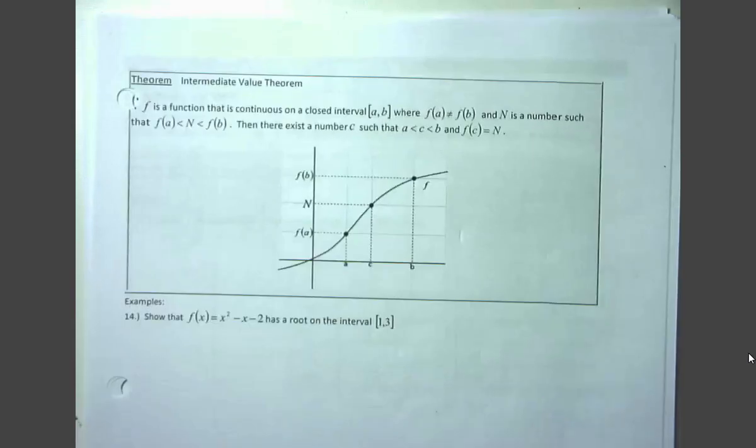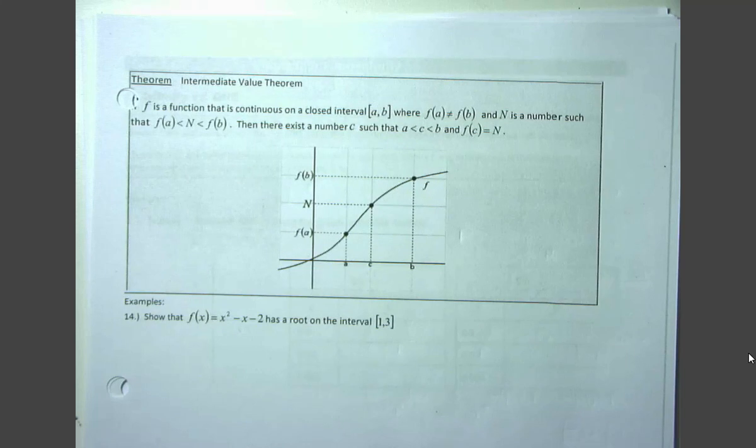You know you're in trouble when they start naming the theorems. This is called the intermediate value theorem. F is a function that is continuous on a closed interval between a and b, where f of a does not equal f of b. And n is a number such that f of a is less than n, which is less than f of b. Then there exists a number c such that a is less than c is less than b, and f of c equals n.